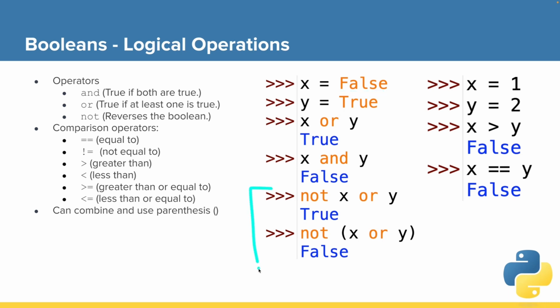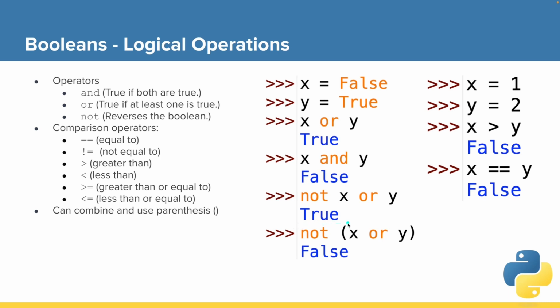Now here's an interesting example. What if we say not x or y? Well, let's evaluate left to right. Not x evaluates to the opposite of x. Not, as we see here, reverses the Boolean. So not x would be true. Well, now what about or y? So true or, what is y? True. So true or true is true. And that's the result of that.